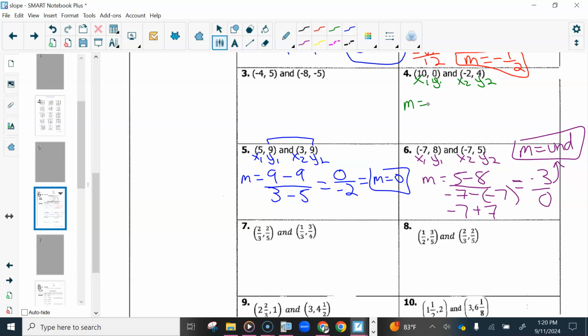How would I set this up? Yeah, so 4 minus 0 over -2 minus 10. So 4 over -12, we can simplify that. What would that simplify to be? Very close. It's going to be a negative 1 over 3. There we go.